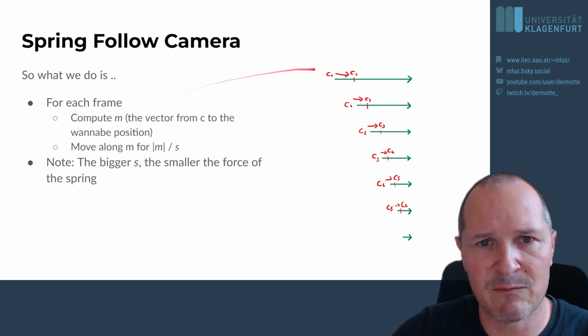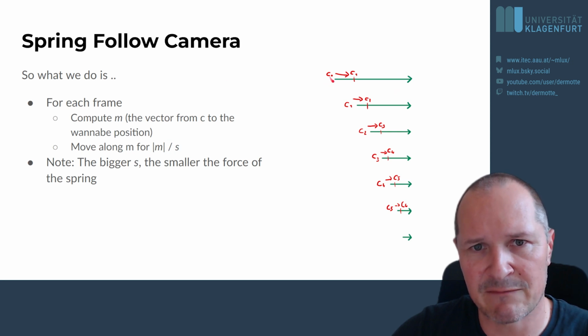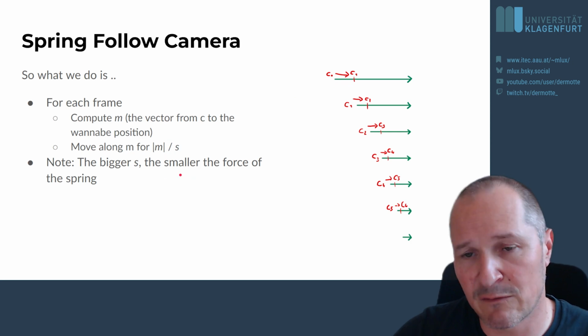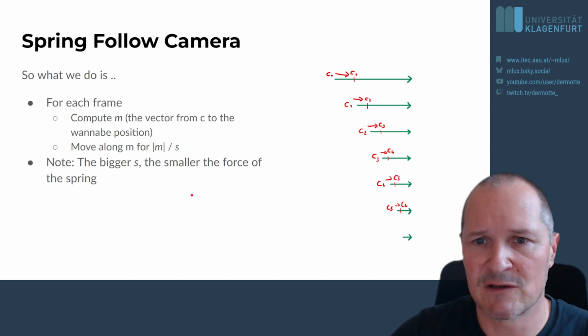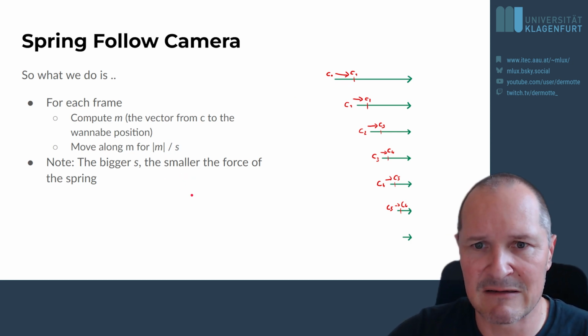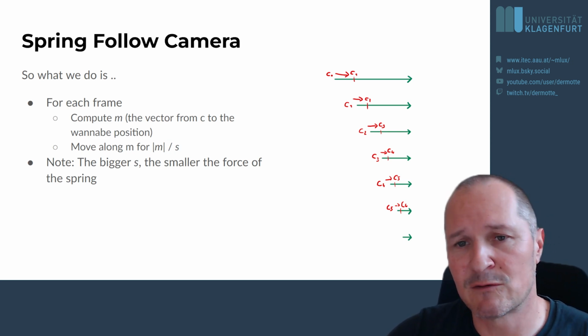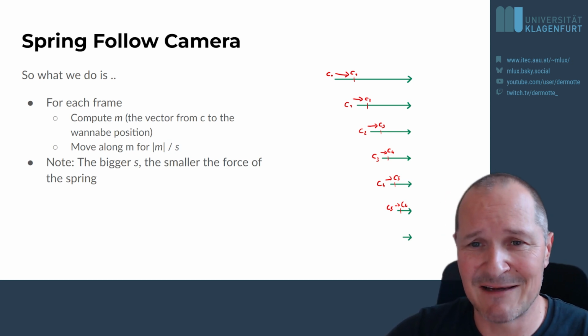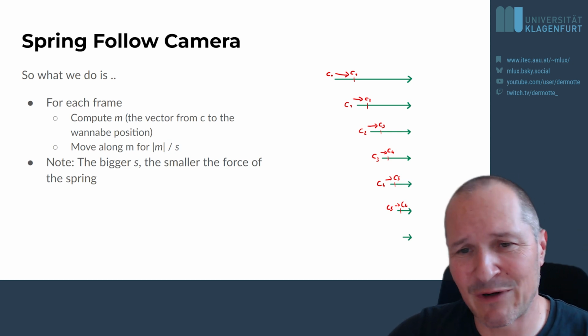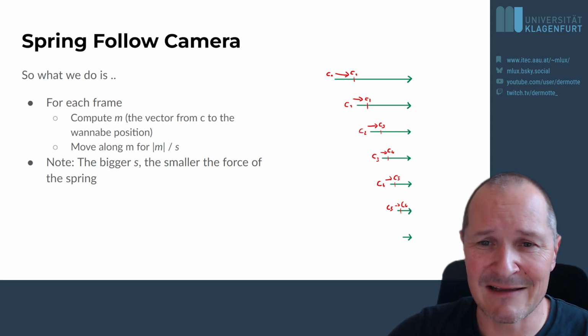So for each frame, we compute the vector M, which is the green one, from the vector C, where we have the camera, to the position where we want to be. And then we move it along this vector, but only for a fraction of it, divided by S. The bigger the S, the smaller the force of the spring. So just a nice little thing. Of course, you can use a log function too, but that would just implement the plain old spring equation.